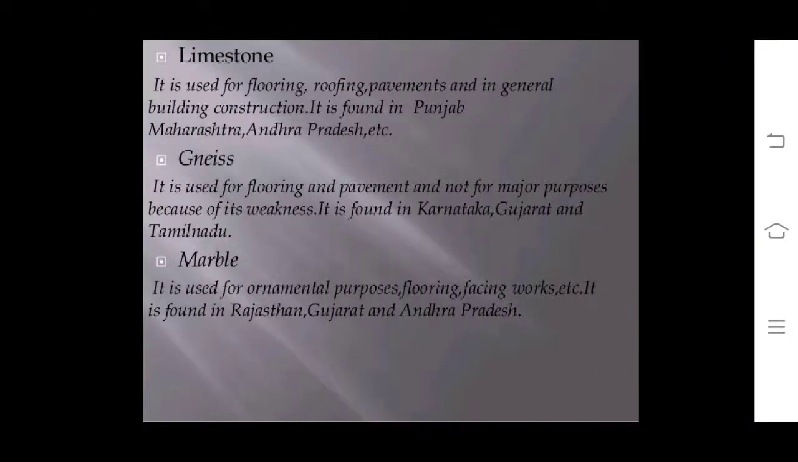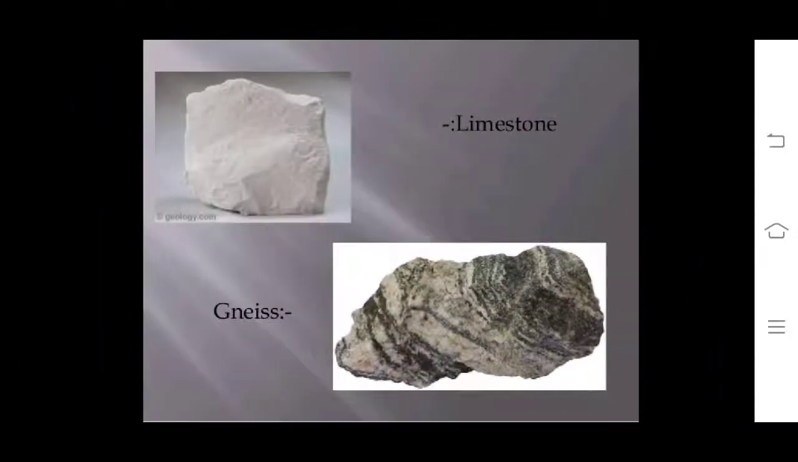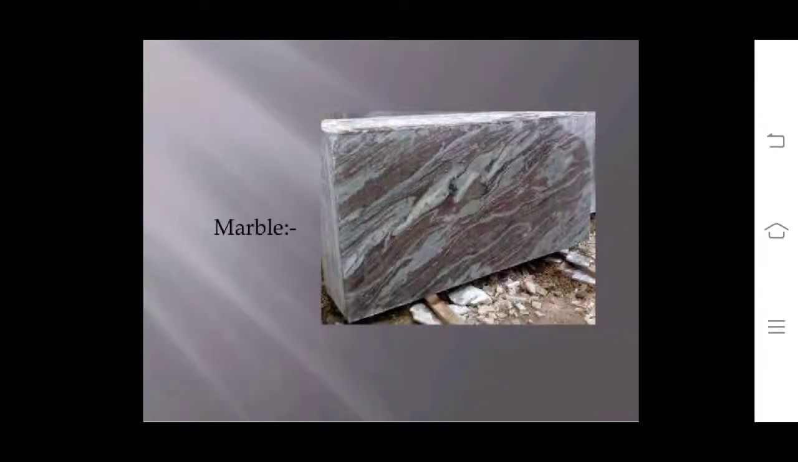Limestone. It is used for flooring, roofing, pavements, and in general building construction. It is found in Punjab, Maharashtra, Andhra Pradesh, etc. Gneiss. It is used for flooring and pavement and not for major purposes because of its weakness. It is found in Karnataka, Gujarat, and Tamil Nadu. Marble. It is used for ornamental purposes, flooring, facing, facade works, etc. It is found in Rajasthan, Gujarat, and Andhra Pradesh. These are photographs showing limestone, gneiss rock and marble.